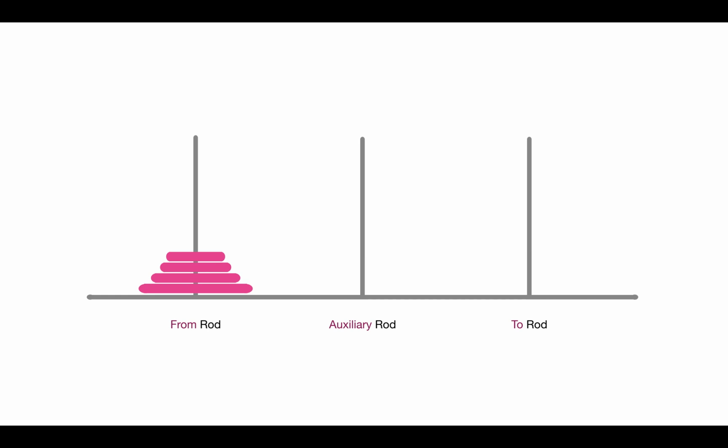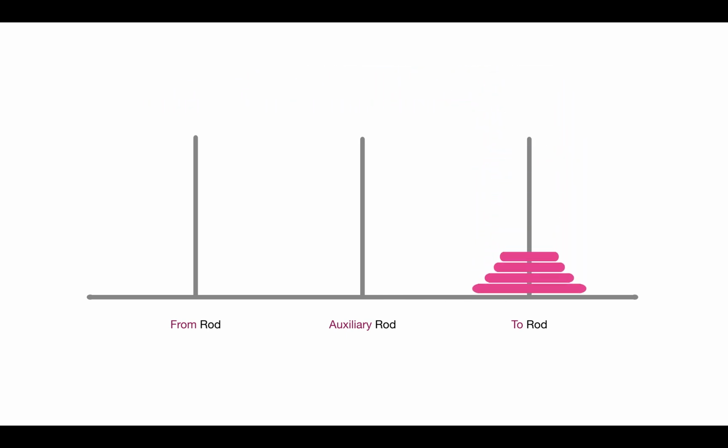Tower of Hanoi is a mathematical game or a puzzle. It consists of three rods, as you can see on the screen, and a number of discs of different sizes, which can slide onto any rod. So the puzzle starts with the discs in a neat stack in ascending order of size on one rod, the smallest one at the top, thus making a conical shape. So the objective of this puzzle is to move the entire stack to another rod.